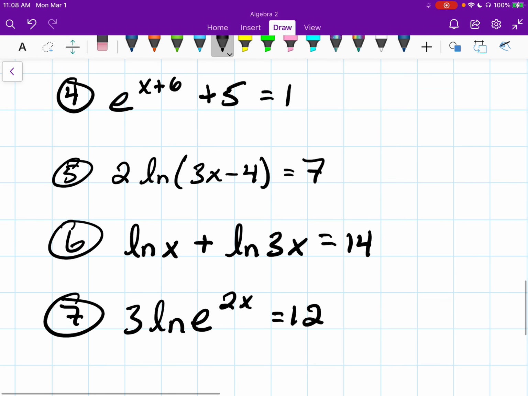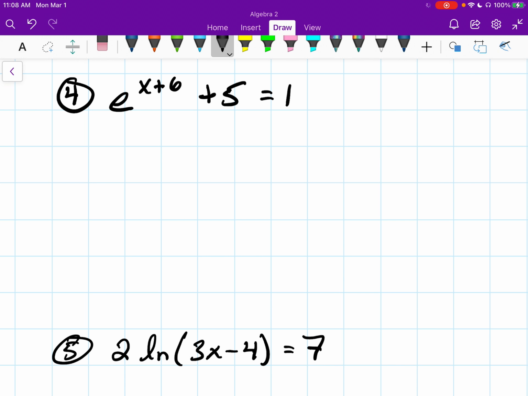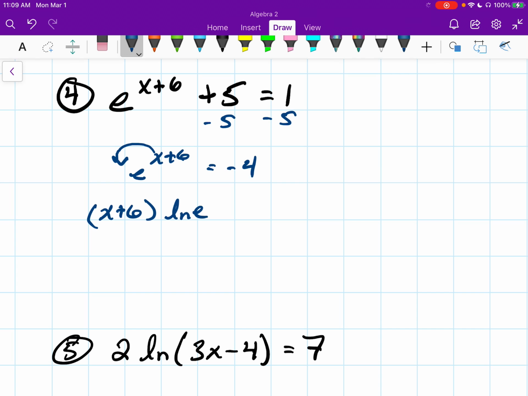Moving on, number 4. Before we can take our natural logs and get our x out of the exponent, I'm going to get rid of the 5. So I'll subtract 5 to the other side. So e to the x plus 6 will be equal to negative 4. And then I'll take natural log of both sides. And while I do that, I'm going to take this exponent to the front. So this will be x plus 6 times the natural log of e is equal to the natural log of negative 4.